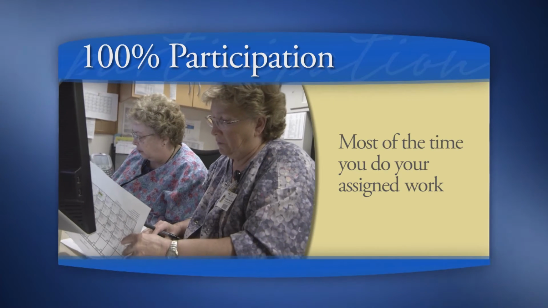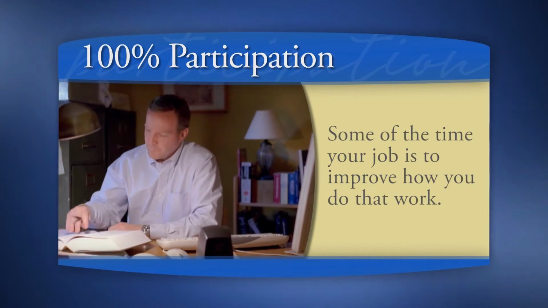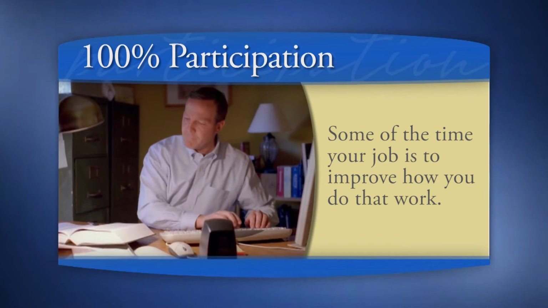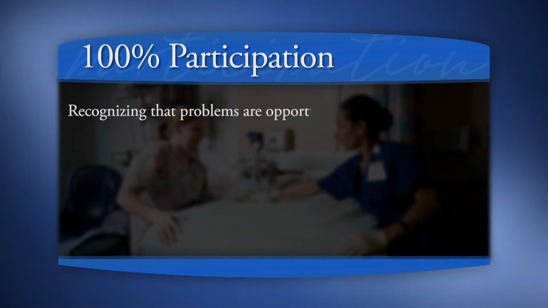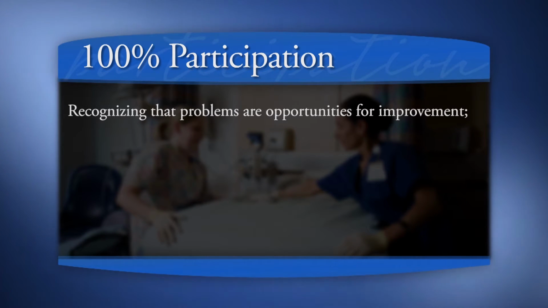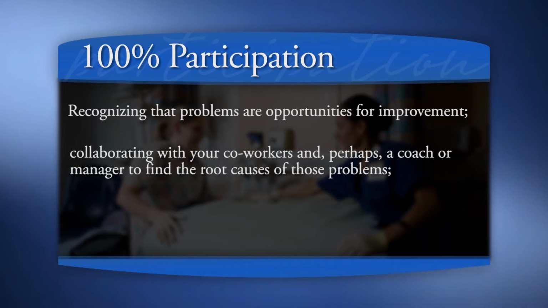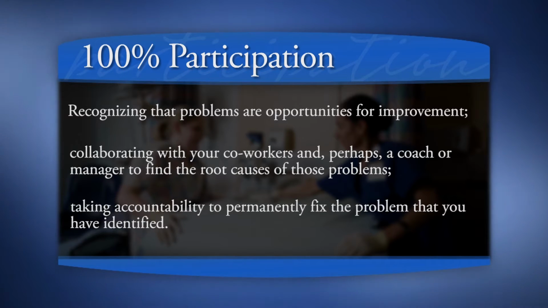Welcome to the first module in Intermountain's 100% participation program. It is followed by 4 more modules. They're based around the idea that everyone in Intermountain has 2 jobs. Most of the time, you do your assigned work, but some of the time, your job is to improve how you do that work. As a member of the Intermountain team, you add value by recognizing that problems are opportunities for improvement, collaborating with your coworkers and perhaps a coach or manager to find the root causes of those problems, then taking accountability to permanently fix the problem that you have identified.